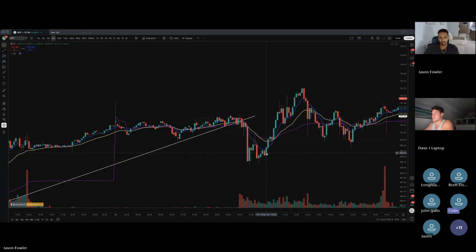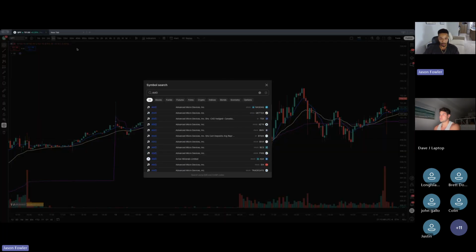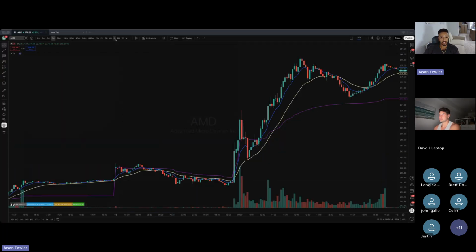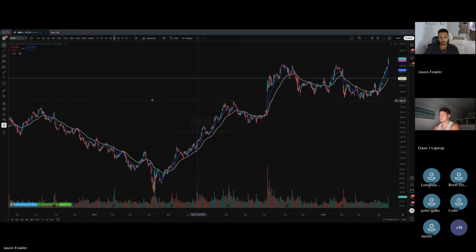So that's why you use these things, they're all part of a system. When you start stacking things on top of each other, you see how you get added confluence, and it gives you more confidence in your plays to know that, okay, cool, not only do I have the EMAs here, I have a trend line. I'm going to use AMD for an example too, because Brett, you longed AMD off of the 200 day. Let me get rid of this volume thing.